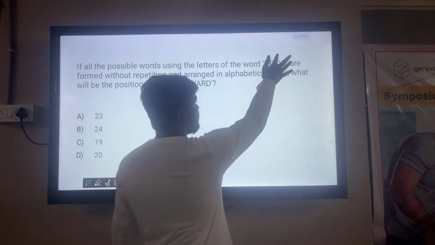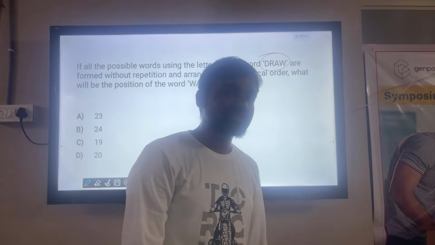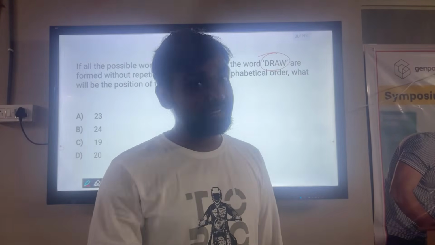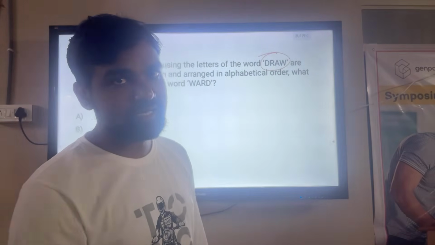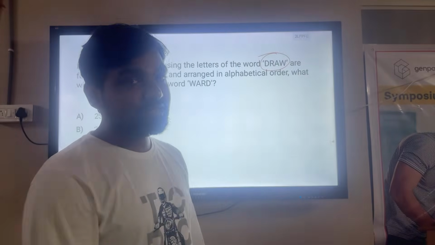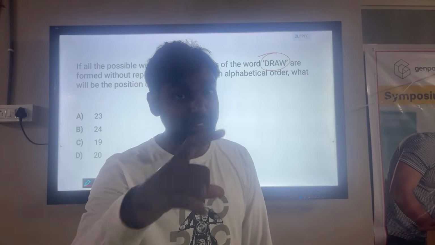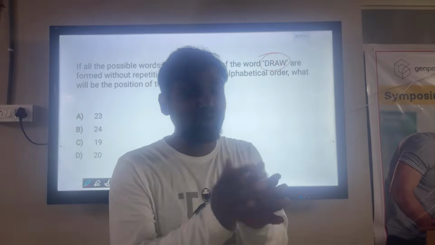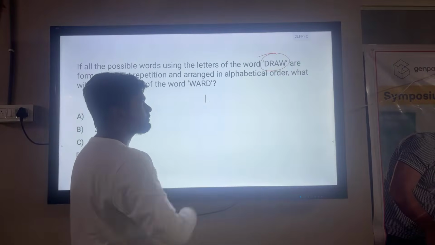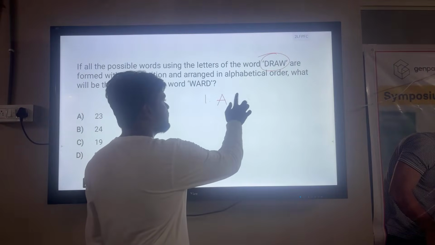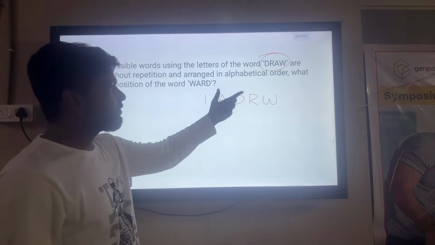Totally, how many letters are here? 4 letters are there. How many total words you can make? 4 factorial. In permutation, n factorial only you have to do, where n is the number of letters. 4 factorial means what is the answer? 24 words totally you can make. What is the first word as per the dictionary order? A, D, R, W. This is the first word.